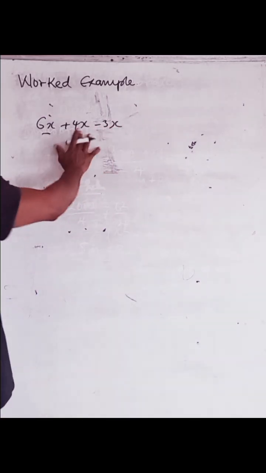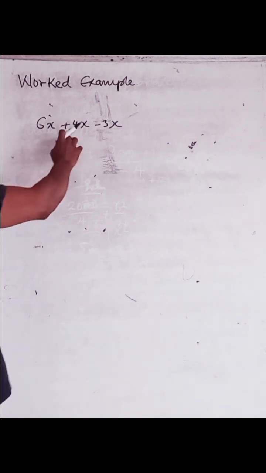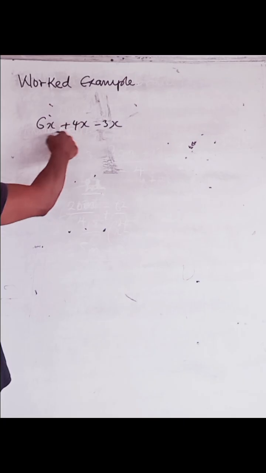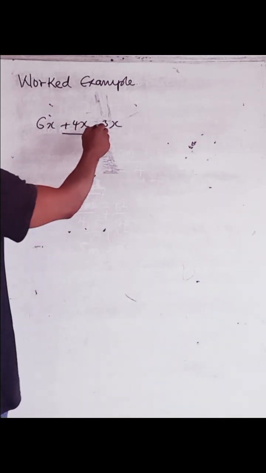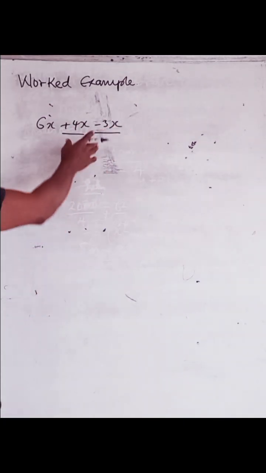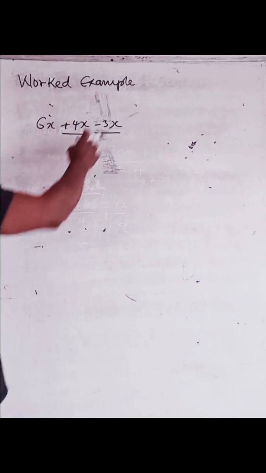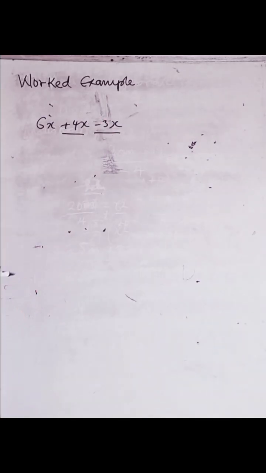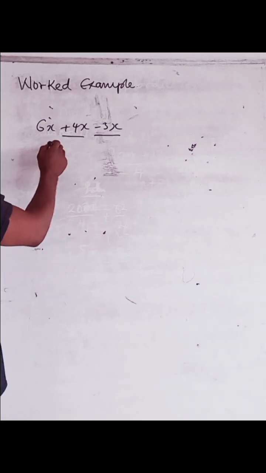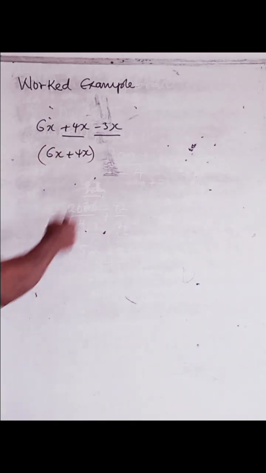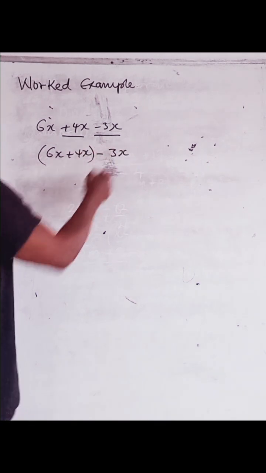But something is different here. The signs are different. This is positive 6x, this is positive 4x, and this is negative 3x. So this is going to change our approach a little bit from what we did previously. So what do we do? First of all, we add. Then after adding, we subtract. Let me simplify it: 6x plus 4x, I'm going to put them inside bracket, minus 3x.